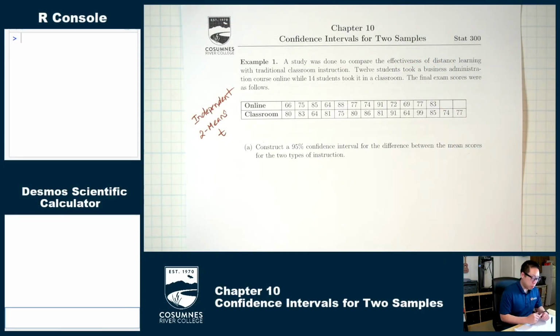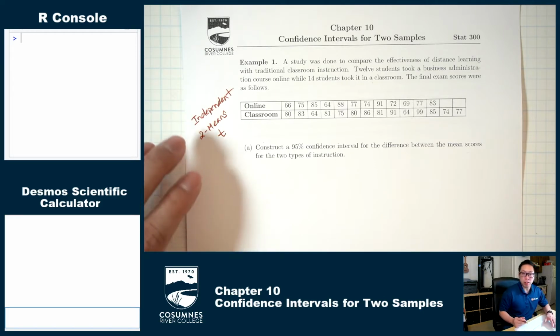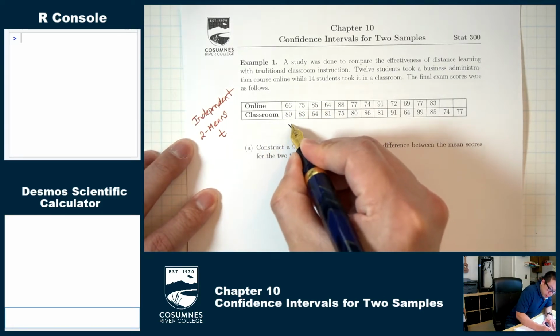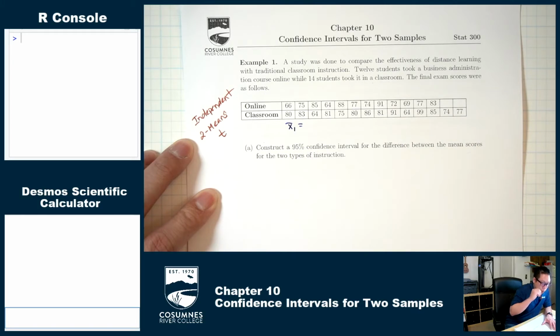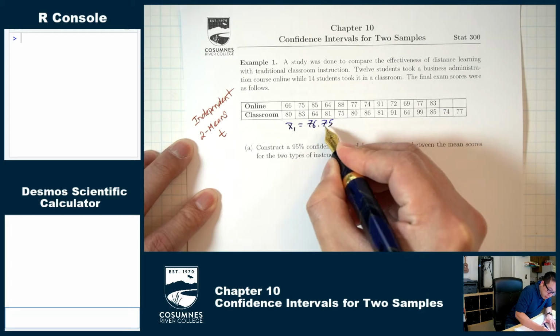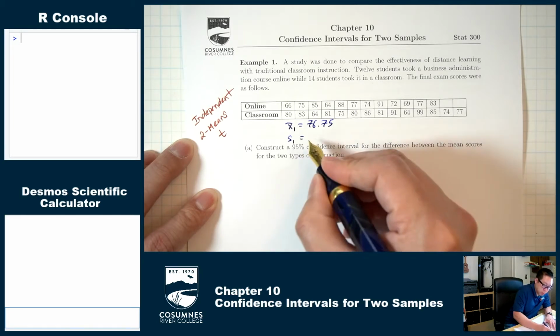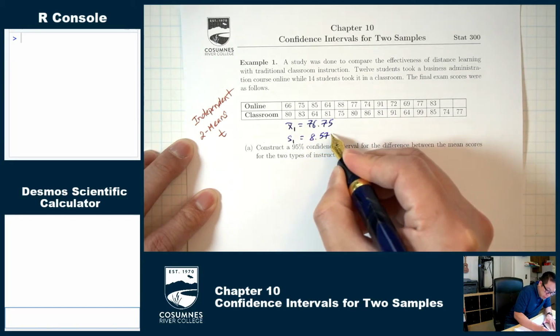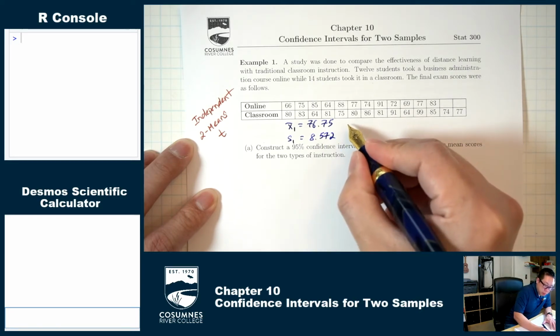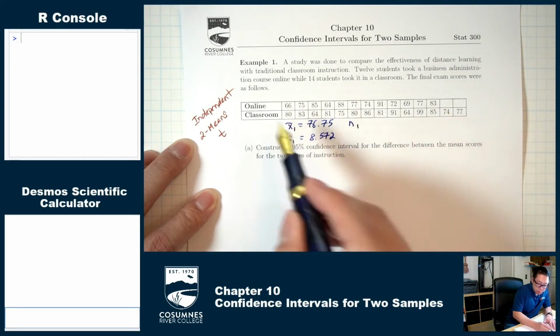All right, let me let my ones represent online, and then my twos represent classroom. So I need to write down the two means that I found and then the two standard deviations that I found. The first mean, x1 bar, is the mean for online, which was 76.75. S1 is the standard deviation for online, rounded to 3 decimal places, is 8.572. And then I also need a sample size. Sample size for online, if you count these, I think there's 12.